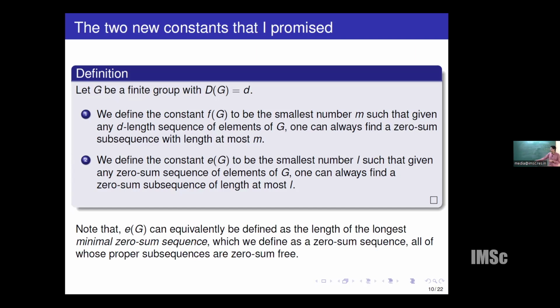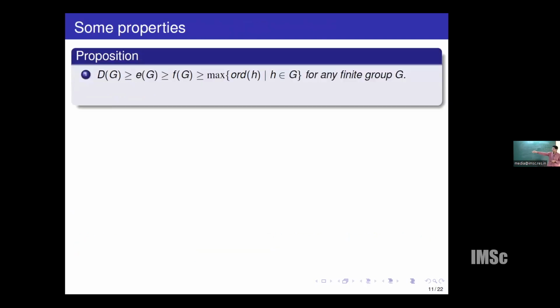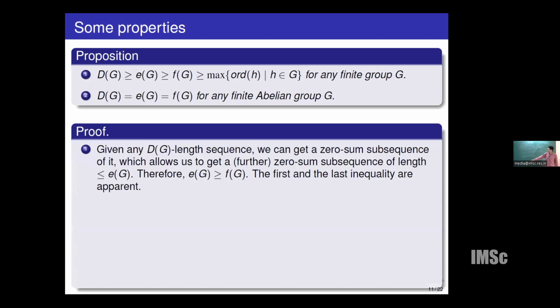So first of all, we will get some simple inequalities for these D, E, and F. We will get that D(G) is greater than or equal to E(G), which is greater than or equal to F(G), which is greater than or equal to the maximum of the orders of elements for any finite group. And secondly, if you take a finite abelian group, then D, E, and F are the same. Why is that? So let's say we take some D(G) length sequence.